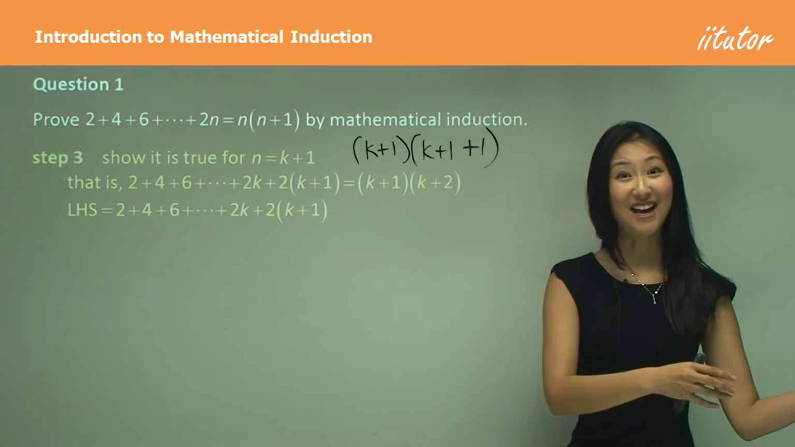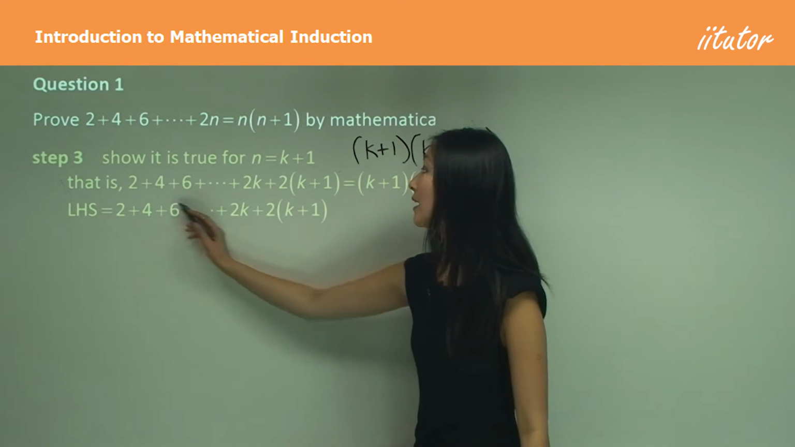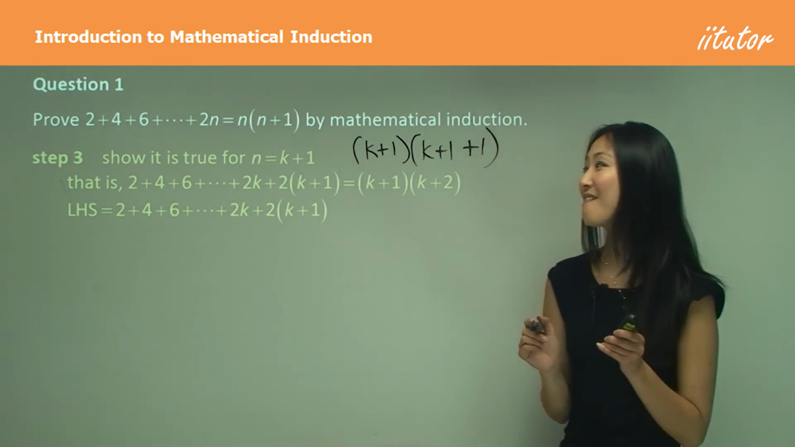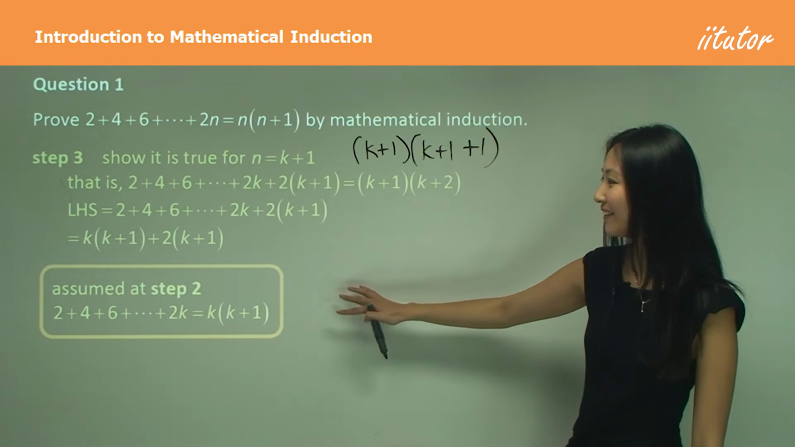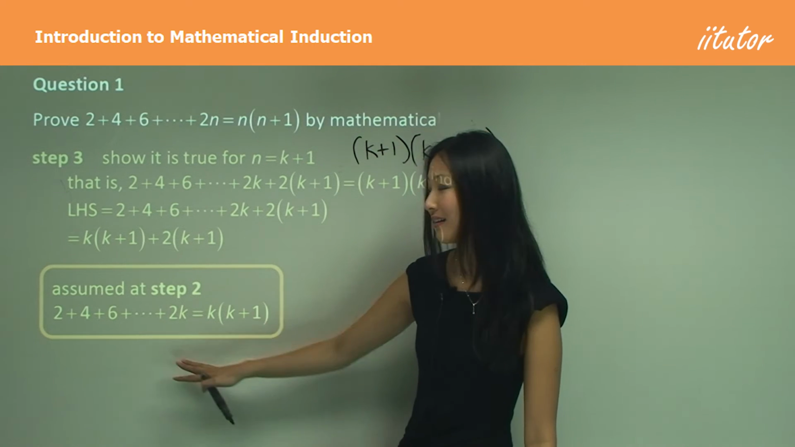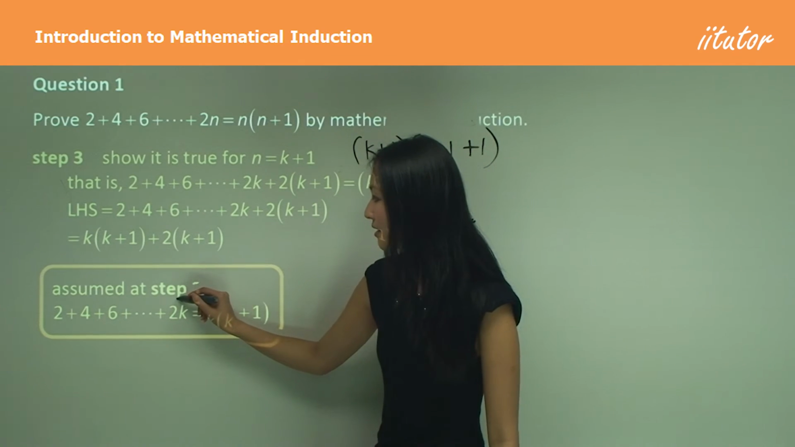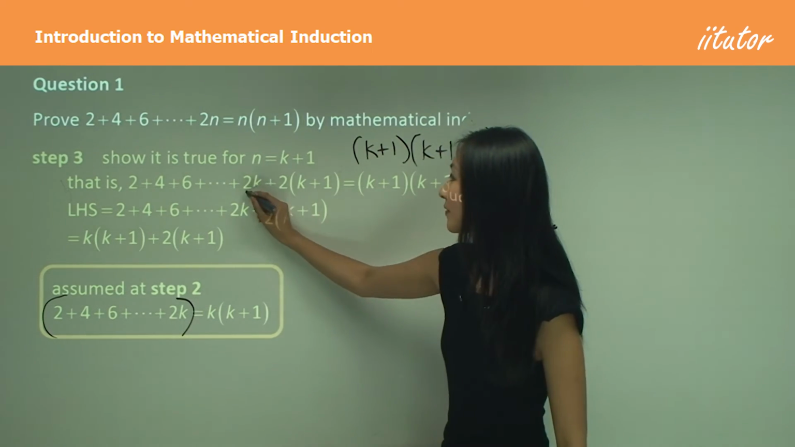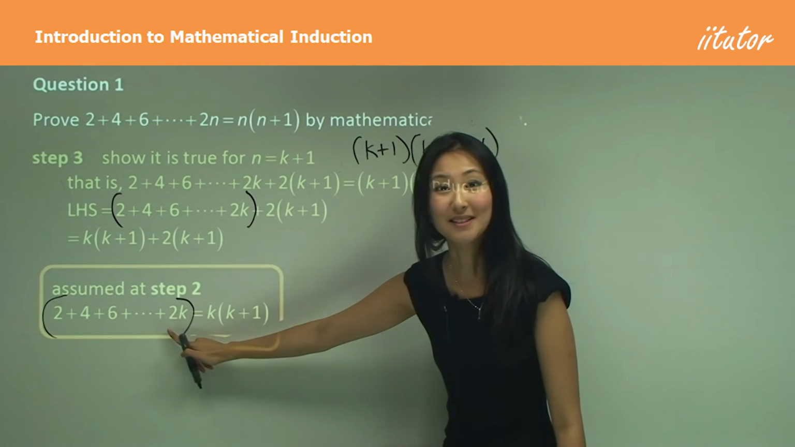We always do left-hand side equals to right-hand side. So starting off here, we have the left-hand side equals to this portion. Now, this is where I want you to use the assumption from step 2. Can you see how we can somehow use the assumption? Well, looking at what's assumed in step 2, 2 plus 4 plus 6 up to 2k equals k times (k plus 1). Can you see how this part of the assumption looks exactly the same as this part of the proof we're trying to make? Yeah?